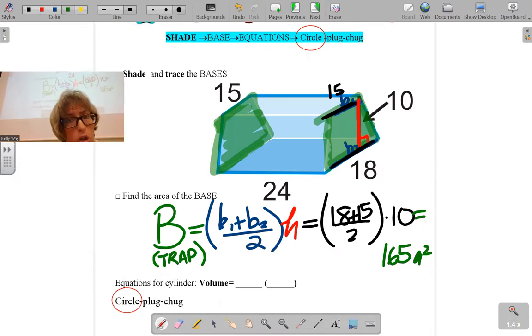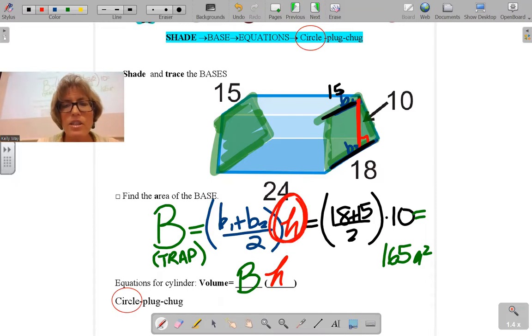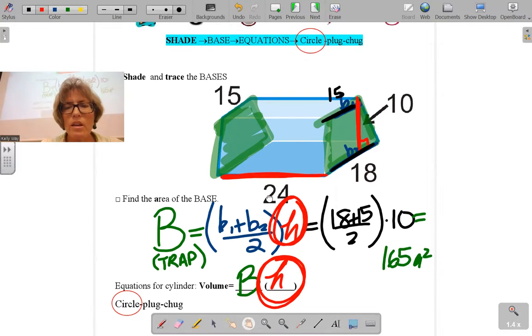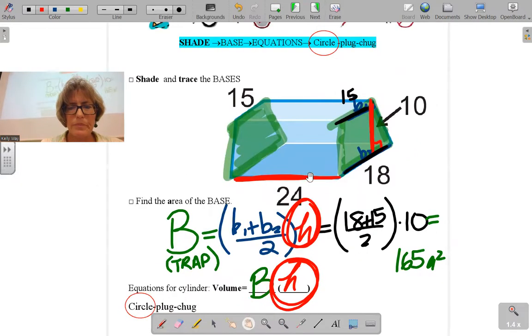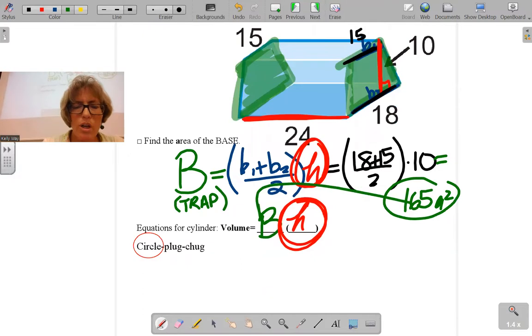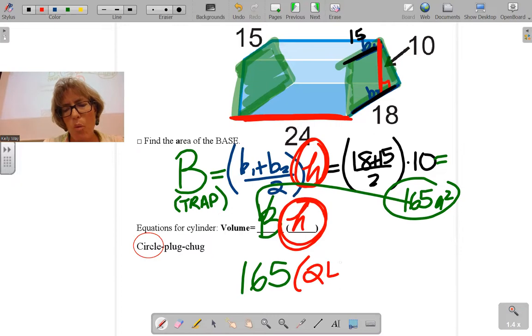If I were to make that out of, let's say, solid gold, and I want to know what the volume is, it would be base times the height. Now that height is different from this height. That is the height of the trapezoid. This is the height of the prism. The height of the prism is this distance between the bases. So my base we already got is 165. The height, distance between the bases, is 24.